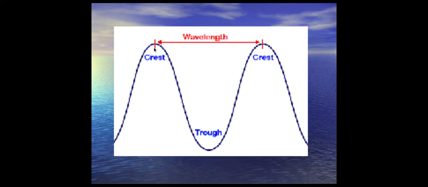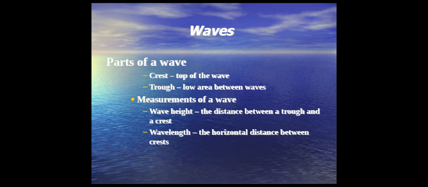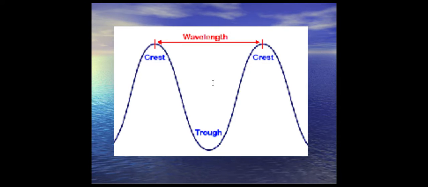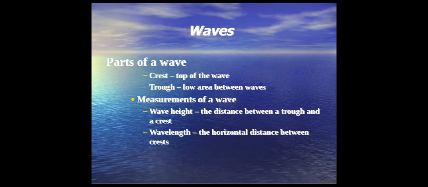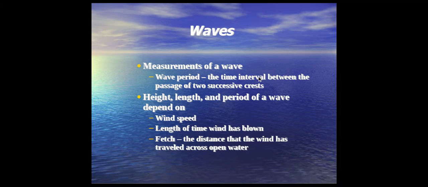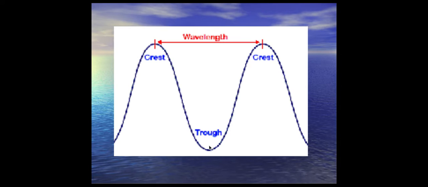Wavelength is the distance between the two crests. From crest to the next crest is the wavelength. Now we'll go back. So there's your crest, your trough, the wave height. The distance between the trough and the crest. So let me go to the picture here. From the distance from here up to here, or if you went like here up to there, that is the wave height.